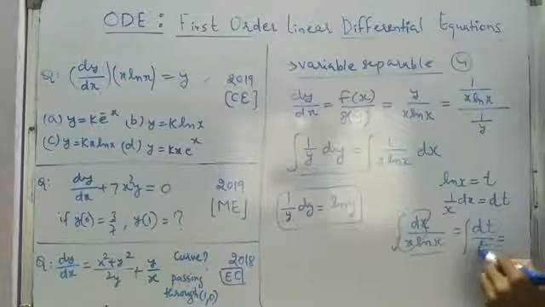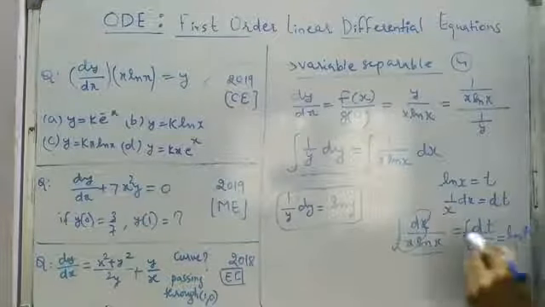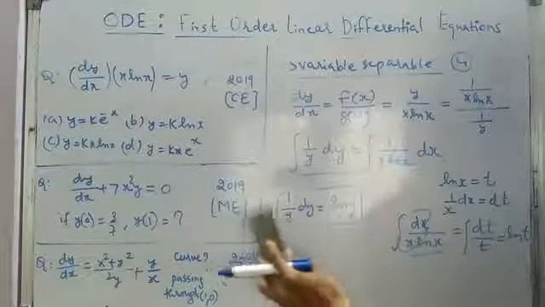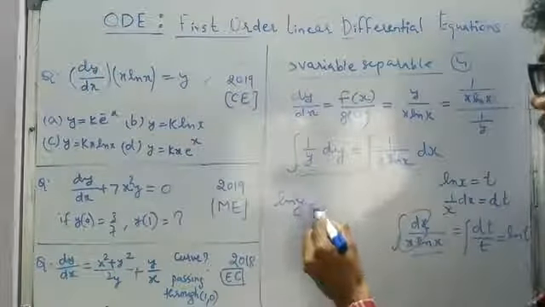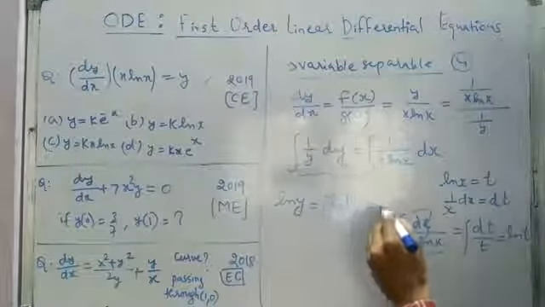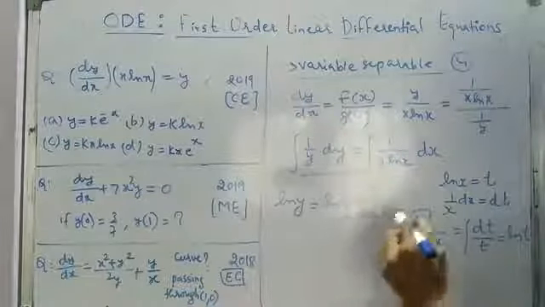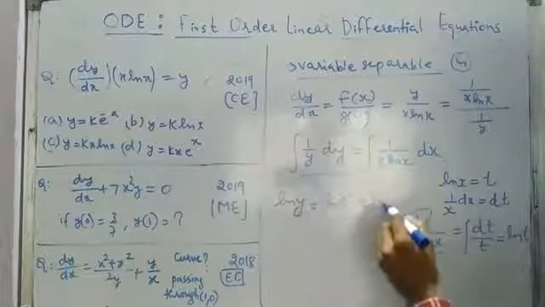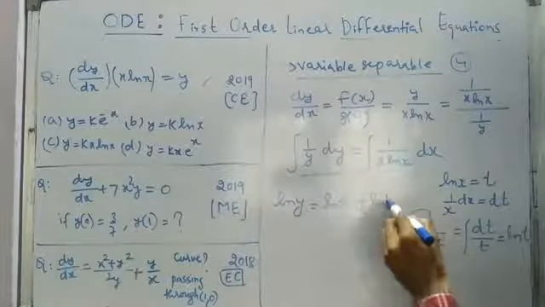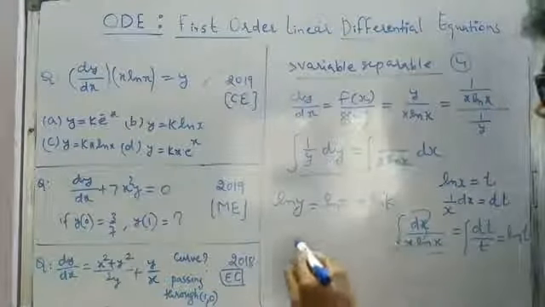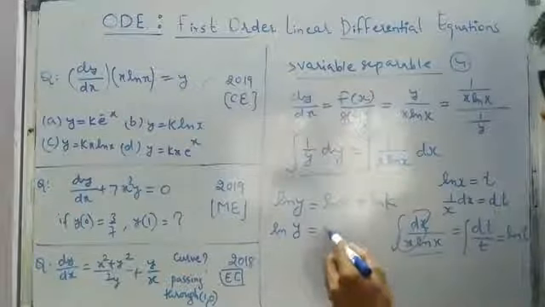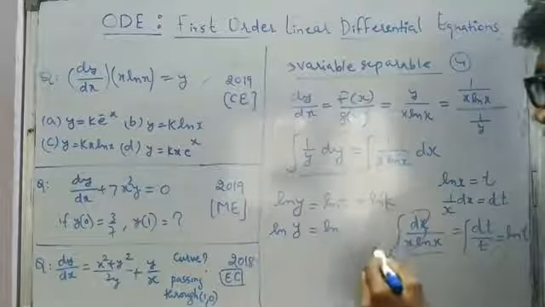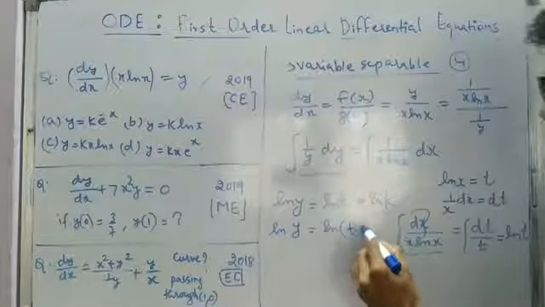So integration of 1 by t is ln t. So we'll write it as ln y is equal to ln t plus c, and instead of c, as the options in the solution are given in terms of k, we'll write it as ln k. So this is nothing but ln y, and using the logarithmic property, ln a plus ln b is equal to ln ab. So this is nothing but tk.